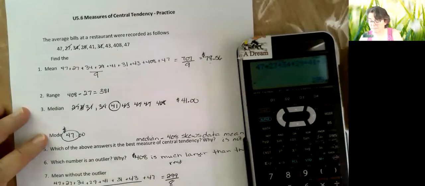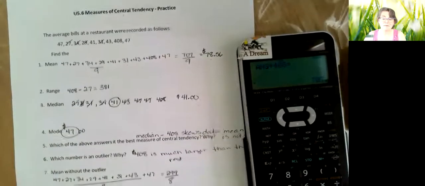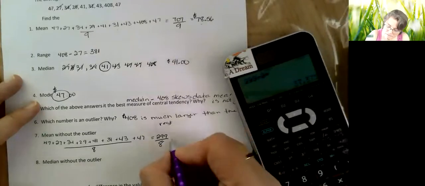Now, okay, that was just me double checking that that number was good, right? I really do hate when I make mistakes on these. All right, so 299 divided among 8. 37, 38.